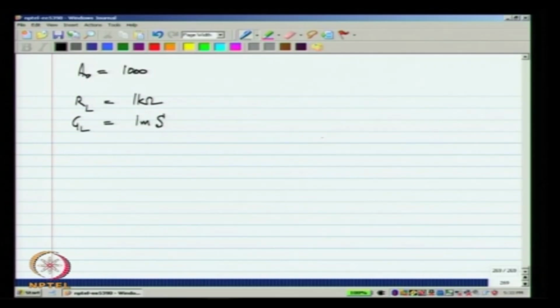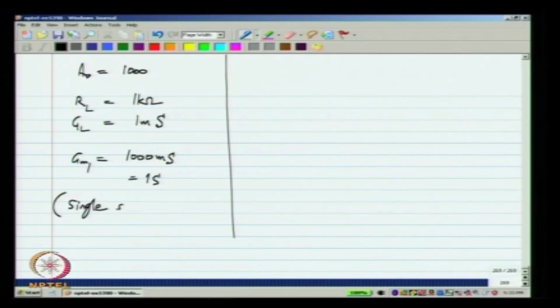If I tried this with a single stage op amp, the transconductance would have to be 1000 millisiemens or 1 Siemen. This is with a single stage op amp. Now, let us say we partition this into 100 from the first stage and 10 from the second stage.